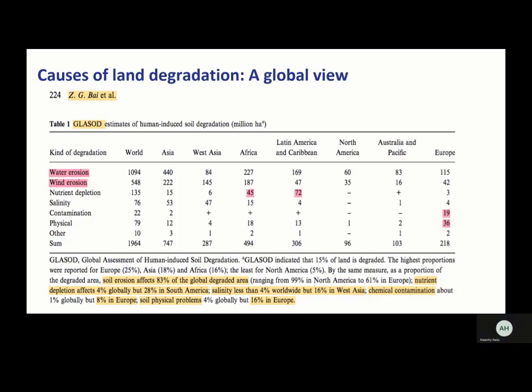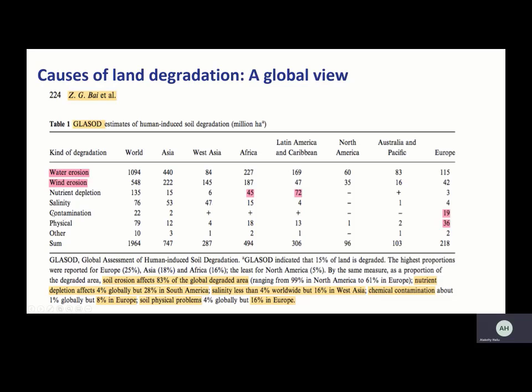Now, the next major cause of degradation is nutrient depletion, but as you can see here, that's a poor country problem where farmers cannot afford to invest in soil fertility or use fertilizers, so they take out more than they put back in, and then you have nutrient depletion in Africa and Latin America and the Caribbean. You have other problems as well, salinity, which is common in Asia, West Africa, and so on.